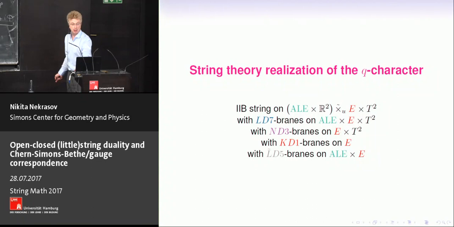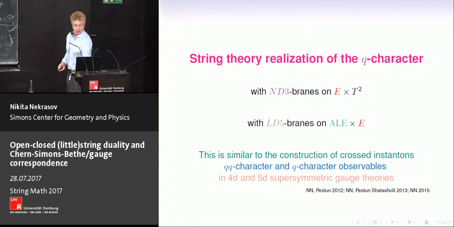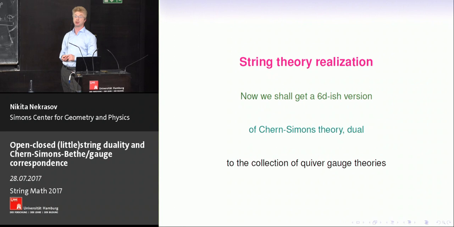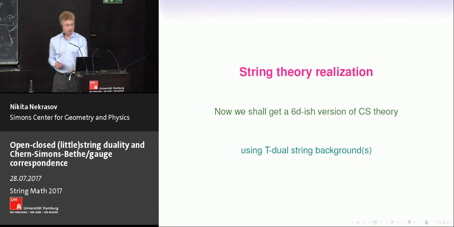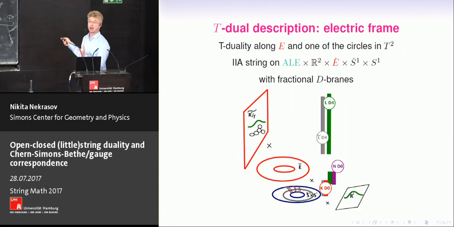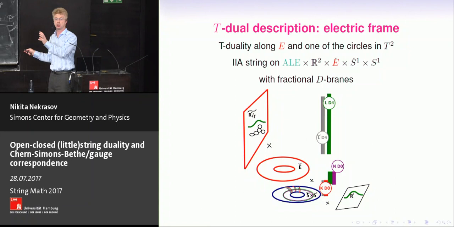So this is the full set of branes which we need to produce the partition function of the gauge theory, which by the Bethe/gauge correspondence is the same thing as a partition function of a lattice model. Now we'll get a six-dimensional version of Chern-Simons theory, which will be describing the same thing. So we employ T-duality, and there are two types of T-dualities one can employ. One T-duality will dualize all of the elliptic curve and one of the cycles on the torus T2. So I perform three T-dualities, also known as mirror symmetry. And that maps type 2B theory into type 2A.